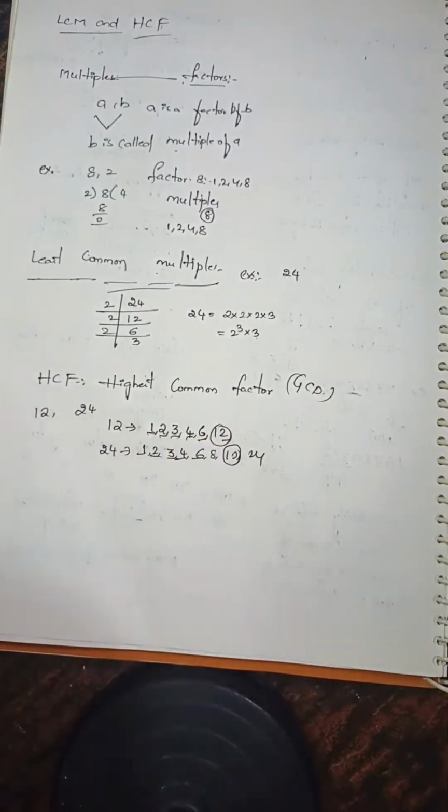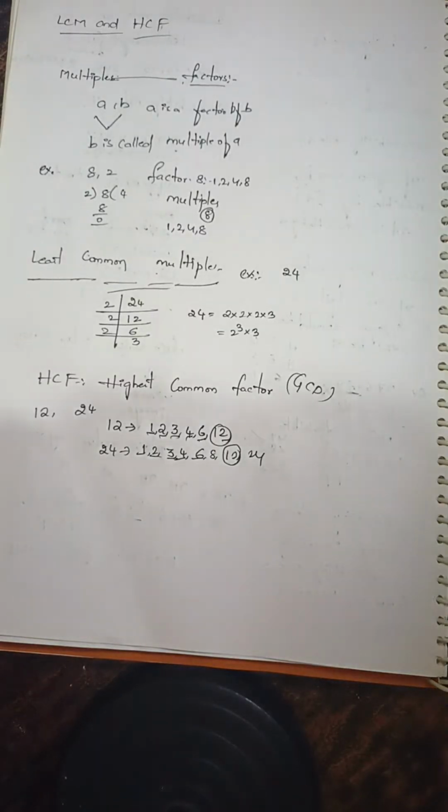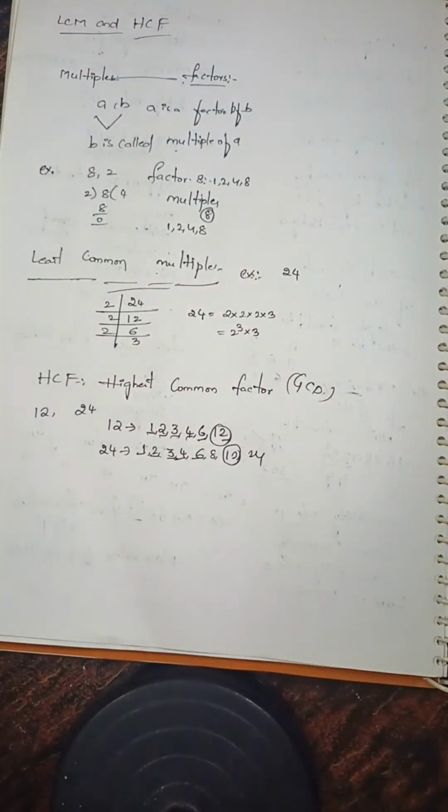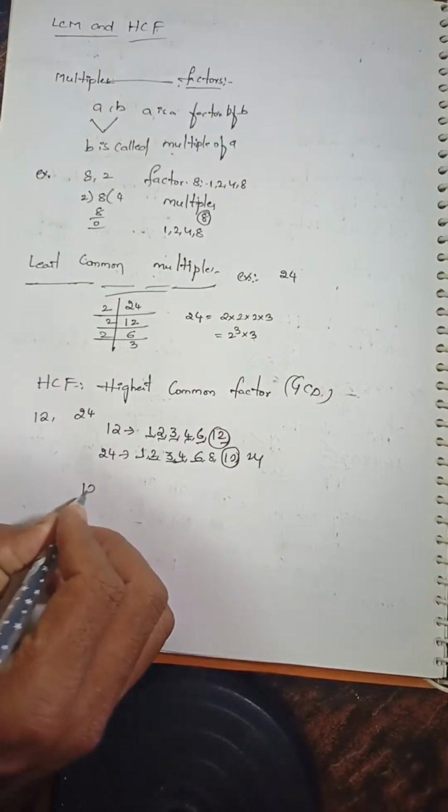Out of these common factors, which is the biggest common factor? That is what we have to see, the biggest common factor. So the biggest common factor is 12.